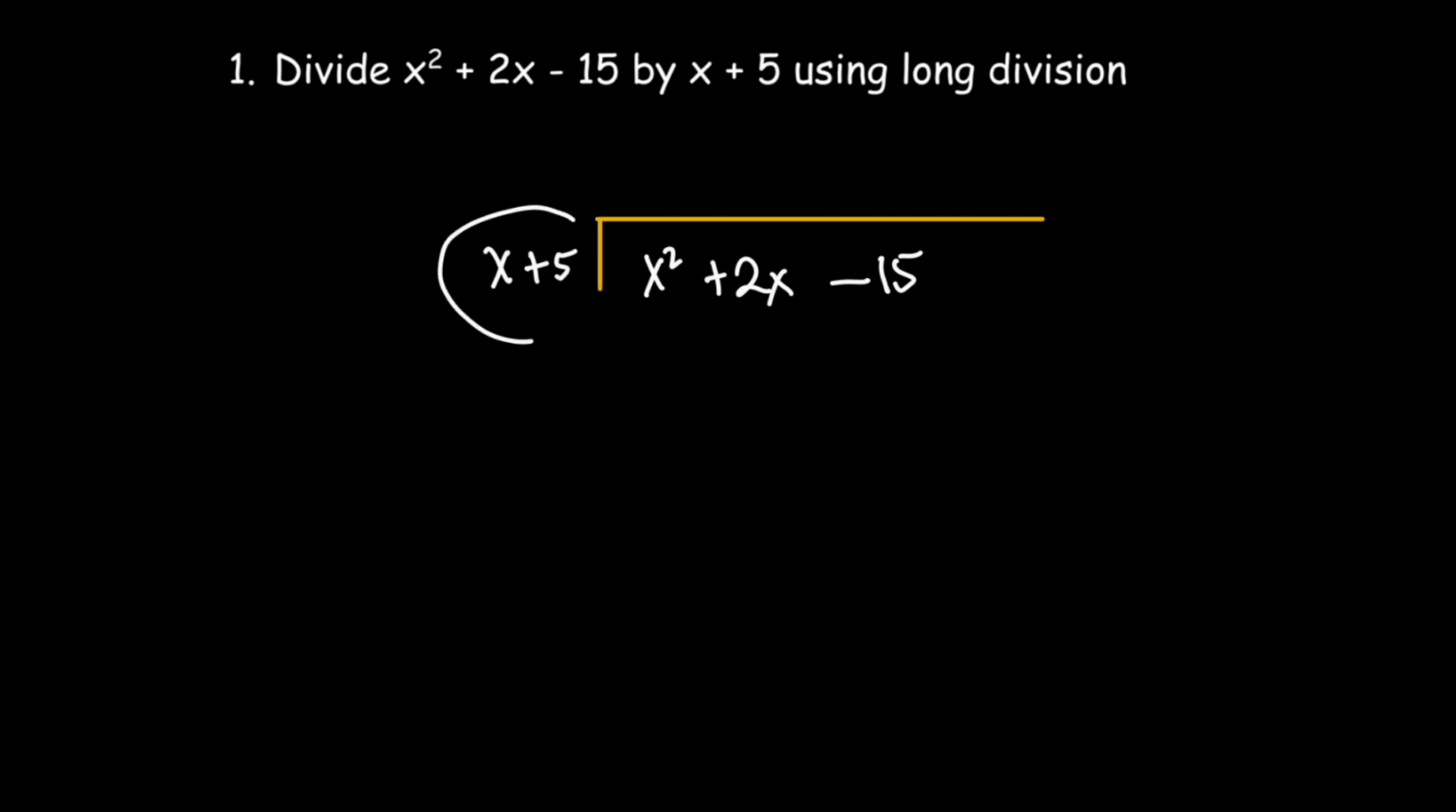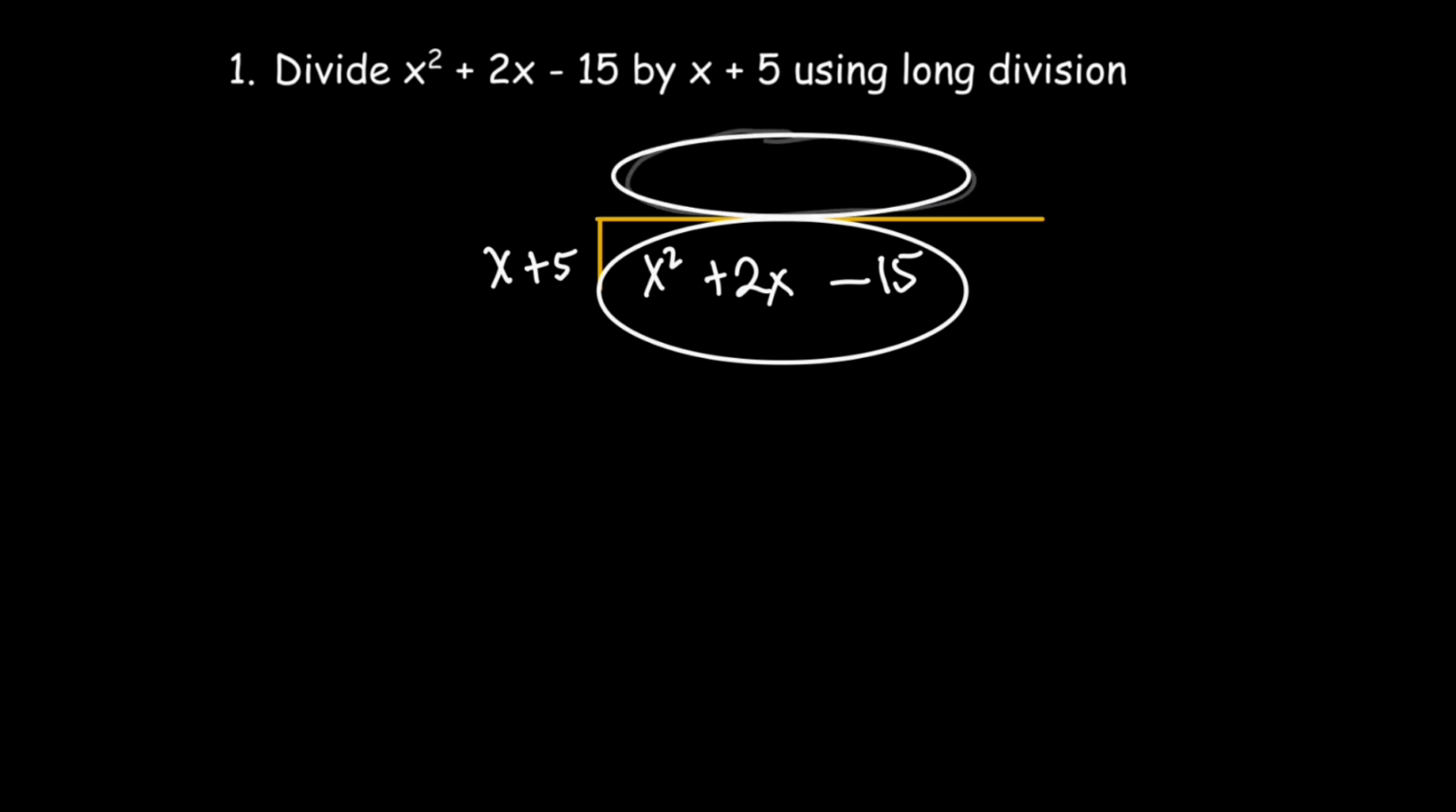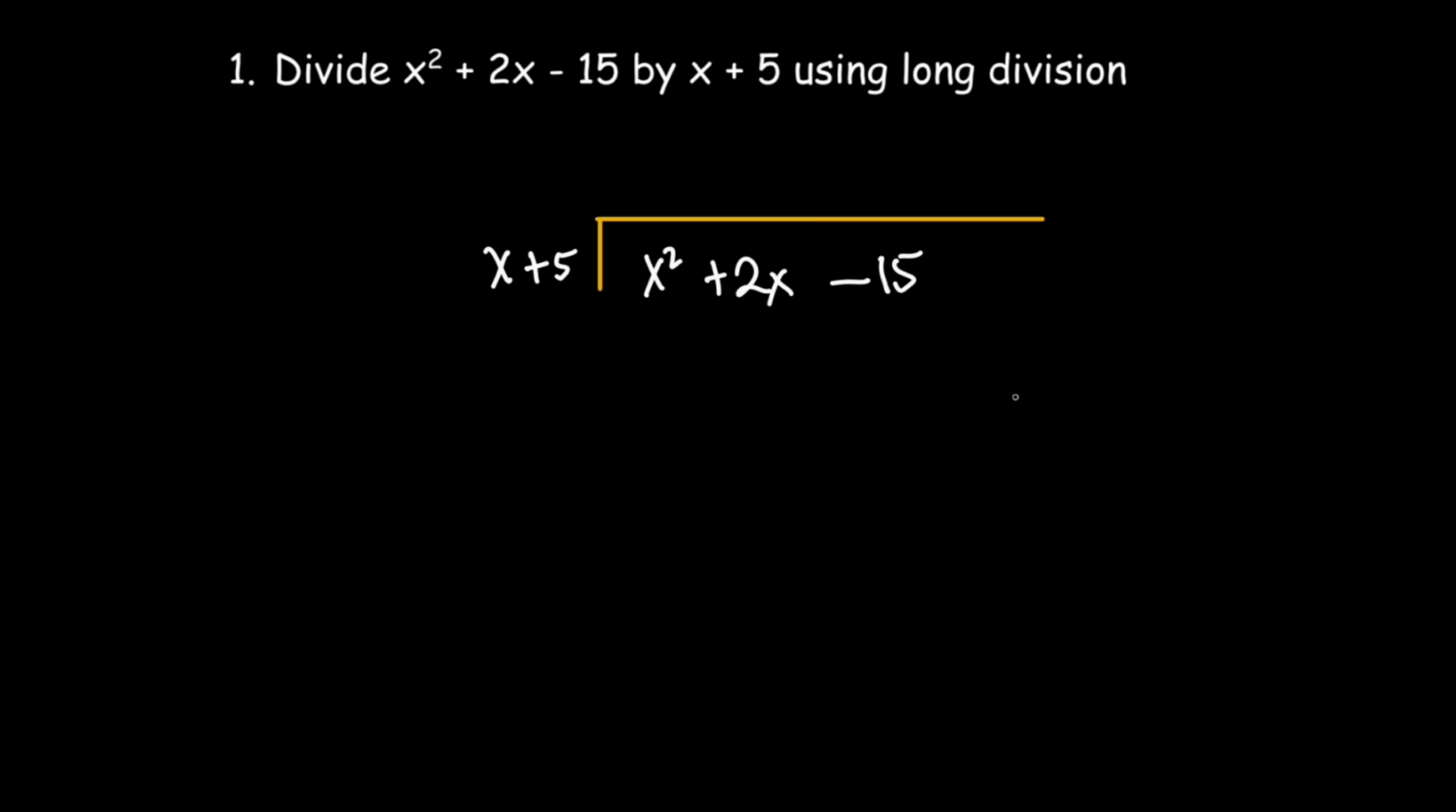Now these two terms over here are known as the divisor, and these three terms over here are known as the dividend. Then the answer that we're going to be getting right here is known as the quotient, and possibly we can also get a remainder right here when we divide. So now that we know everything, we can go ahead and start. Now what we are going to do is consider this first term right here, and divide it by this first term right here.